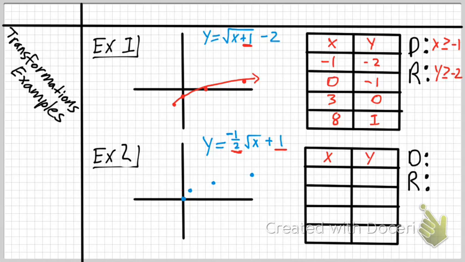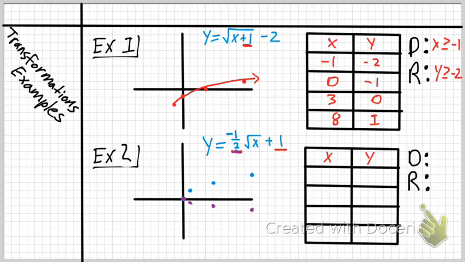So my output for 0, 0 doesn't change. So that's going to be my point for now, and I'm going to go ahead and do these in purple to imply a transition. Then my next point, my output was 1. Now it's going to become negative 1/2. My output for my point at 4 was positive 2. Now it's going to become negative 1. And then my final point, it was 3. It's going to become negative 3/2. Okay, so now I've taken those points and I have transformed them with my first transformation.